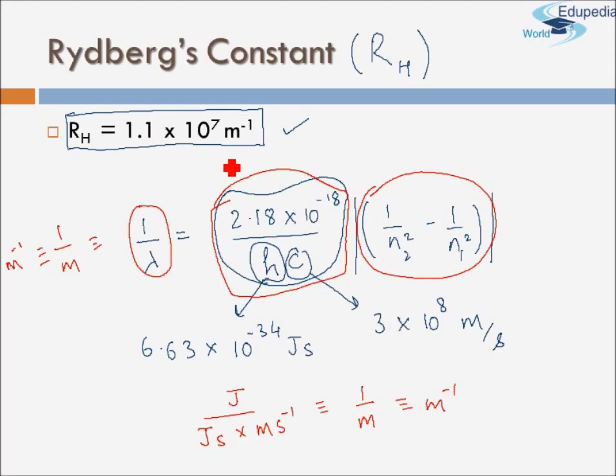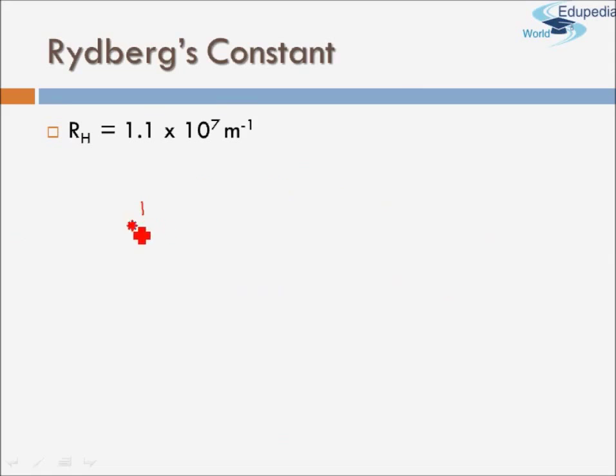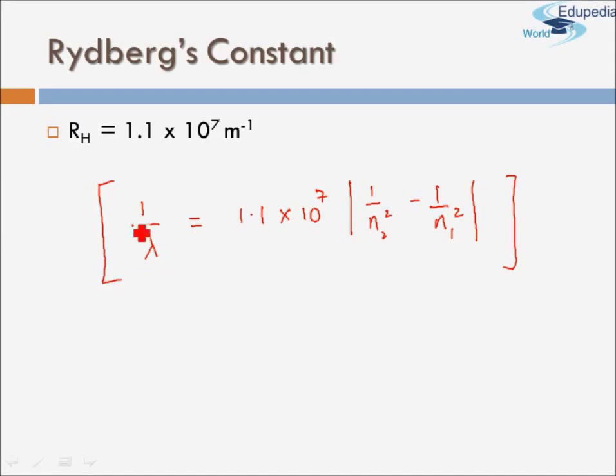So from here you can directly remember this formula, that the wave number of any light emitted is going to be equal to 1.1 into 10 to the power 7 into 1 by n2 square minus 1 by n1 square. Since we are taking mod value, it doesn't matter which of n1 or n2 you write first. So this formula you have to remember, or you will have to calculate the Rydberg constant's value each time you make the calculations. This is how we can obtain the atomic spectrum of different elements.